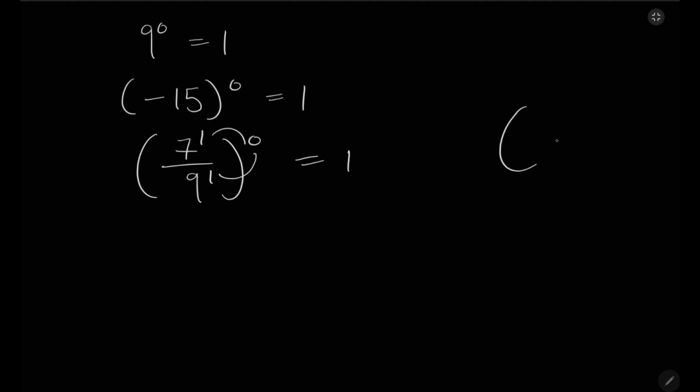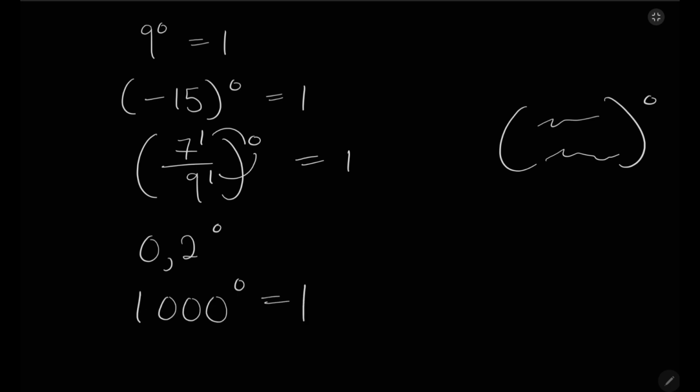Whenever you see any huge fraction raised to the power 0, know that it's 1. If you have 0.2 to the power 0, it's 1. Even if you have 1,000 raised to the power 0, it's equal to 1. So whenever you see anything that has to do with your base being raised to the power 0, your answer should be 1.